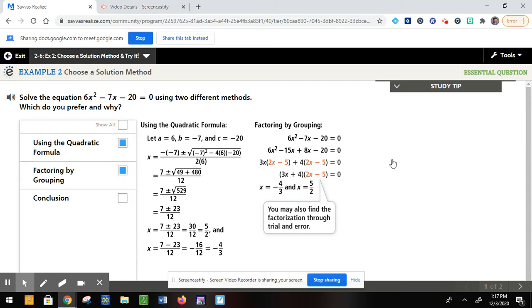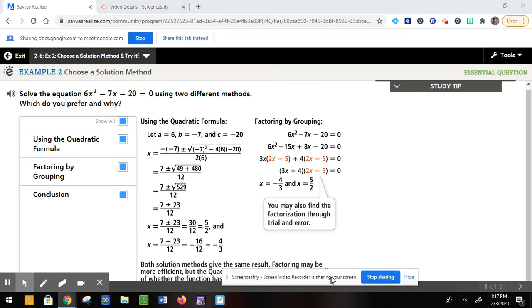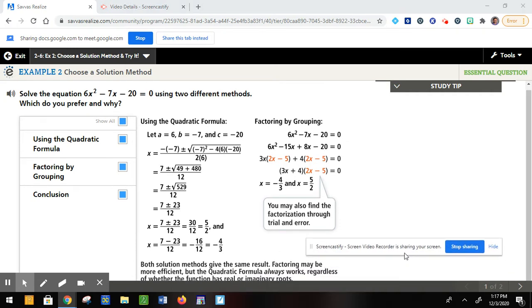So ultimately, which one's better? Well, the answer is not really either. You get the same answer both ways. So I would say just in that way, as long as you're getting the right answer, not one way is better than the other. It looks like the factoring way was more efficient, but the quadratic formula will work every time.